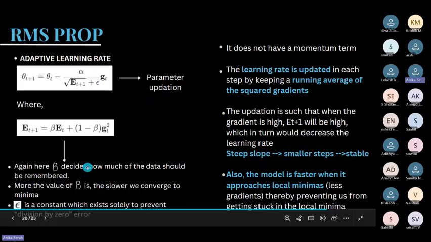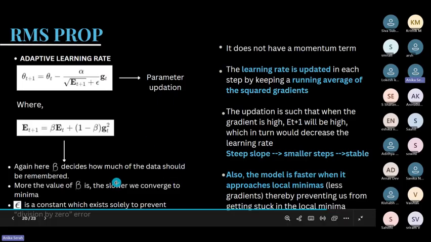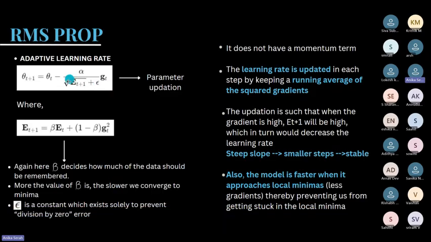So even here, beta decides how much of the old data should be remembered. If it's high, it's going to remember the older steps more. This epsilon might be confusing, but that's just to prevent a divide by zero error in case the gradient gets really small during the final steps. So you just have a constant here. And this one does not have any momentum term, it's just normal gradient updating. There we saw that we updated it on the exponential moving average. Here we're just updating it on the gradients. And this learning rate is scaled by the running average of the squared gradients.